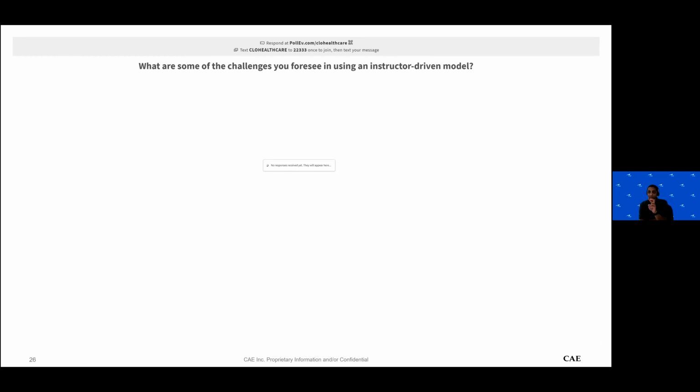Well, let's flip it, right? We talked about physiological modeling. What about instructor-driven models? What challenges do you foresee, if any? The answer could be none, but what challenges do you foresee in the instructor-driven? One that certainly comes to mind is the amount of work that you as an individual, as an educator, have to take in order to drive the model forward, step by step.